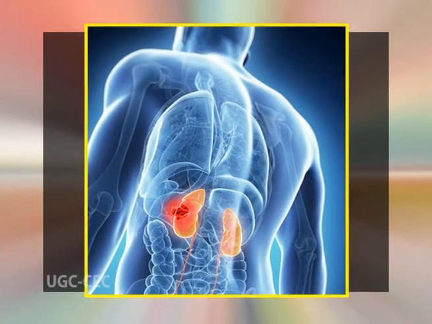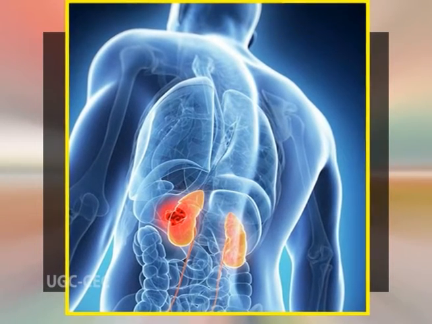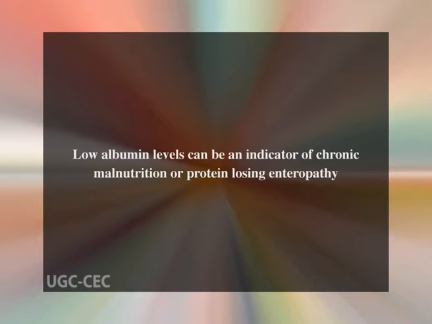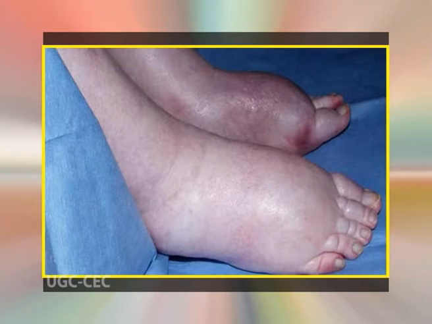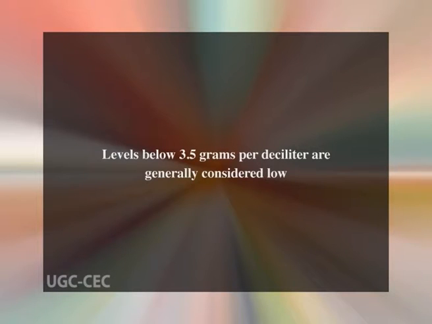Hypoalbuminemia can also be present as part of the nephrotic syndrome, in which protein is lost in the urine due to kidney damage. Low albumin levels can be an indicator of chronic malnutrition or protein-losing enteropathy. Hypoalbuminemia may cause generalized edema, that's swelling, via a decrease in oncotic pressure. The serum albumin level is part of a standard panel of liver function tests. Levels below 3.5 grams per deciliter are generally considered low.